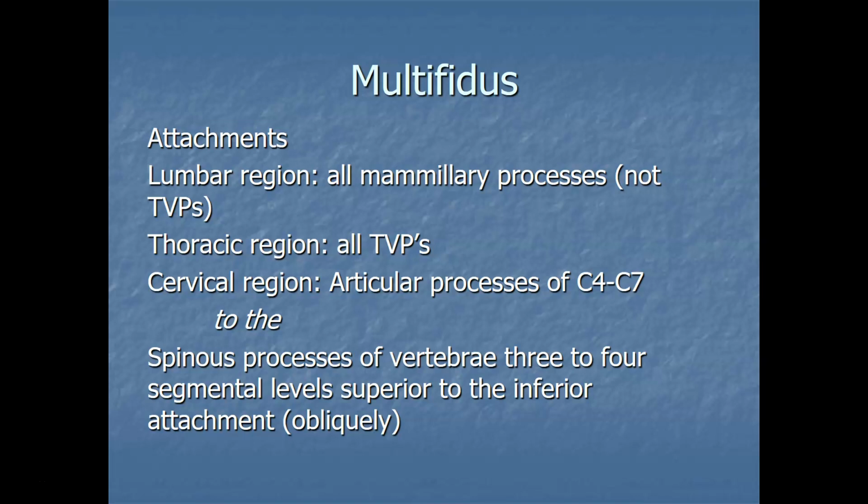It arises also in the thoracic region from all the transverse processes in the thoracic region. And in the cervical region, it arises from the articular processes of C4 to C7. And all of them go to the spinous process of the vertebra 3 to 4 segmental levels superior to where the inferior attachment is. So whether it's arising from a mammillary process in the lumbar region, a TVP in the thoracic region, or an articular process in the cervical region, it is rising up 3 to 4 segment levels superior to the inferior attachment on an oblique angle.